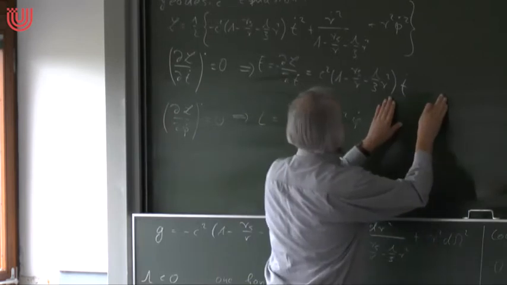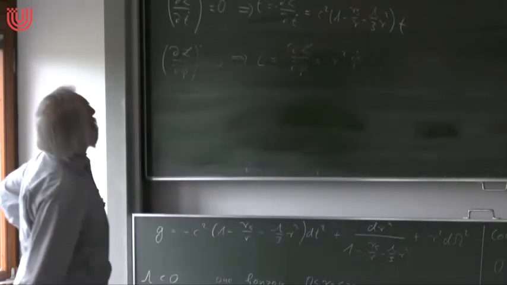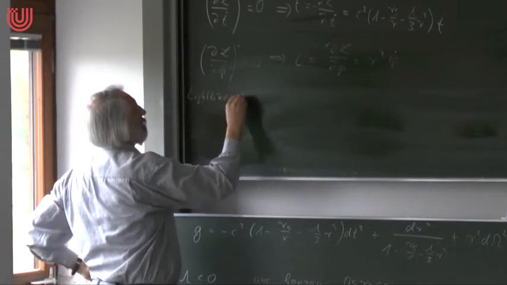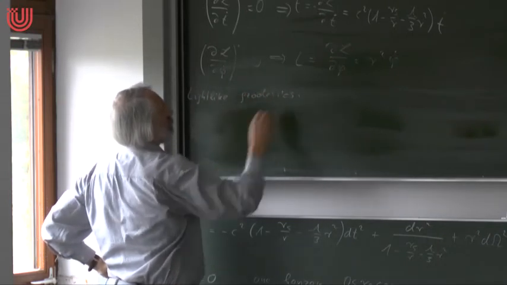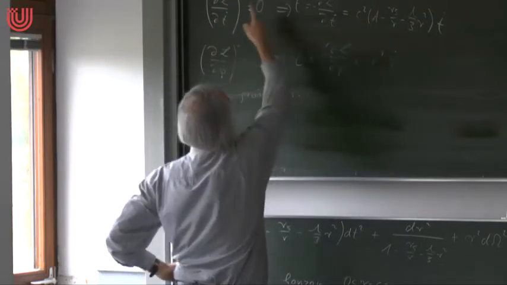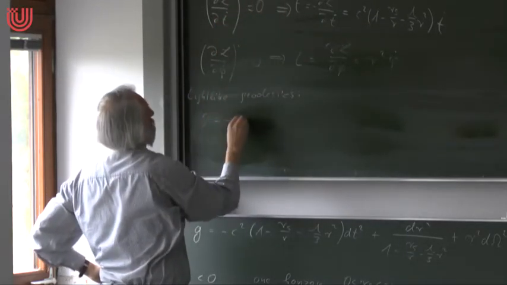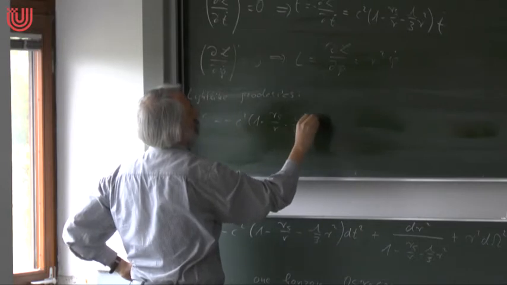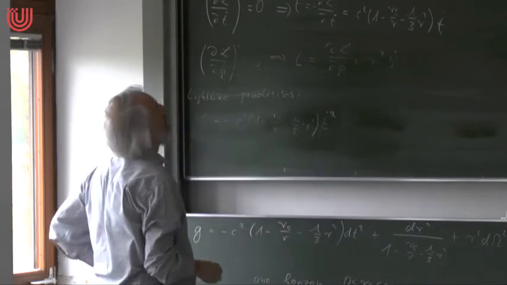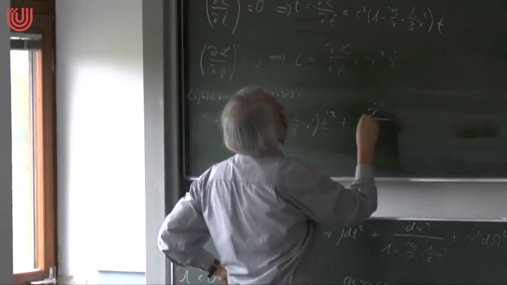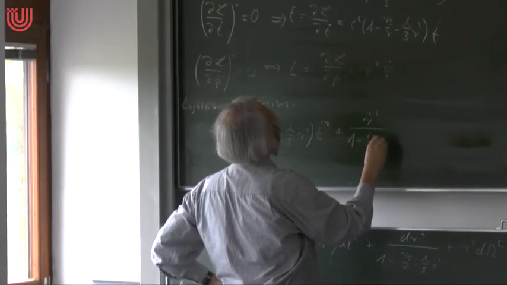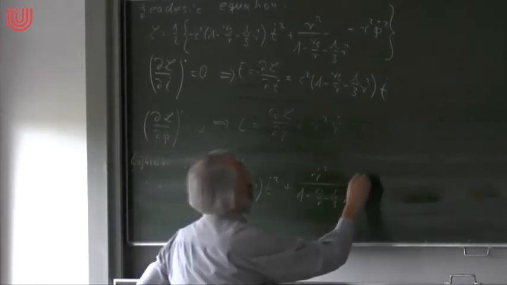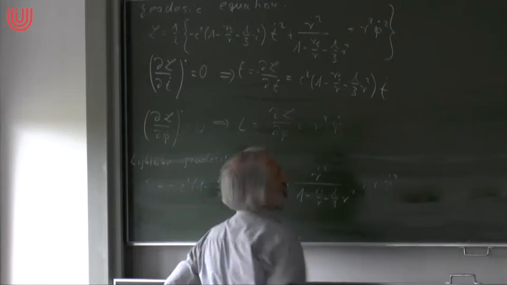Okay, and now we have to distinguish the light-like case and the time-like case. So for light-like geodesics, let me begin with this case. We have that this must be 0. So we have 0 is minus c squared (1 minus rs over r minus lambda third r squared) t dot squared, plus r dot squared over (1 minus rs over r minus lambda third r squared), plus r squared phi dot squared.